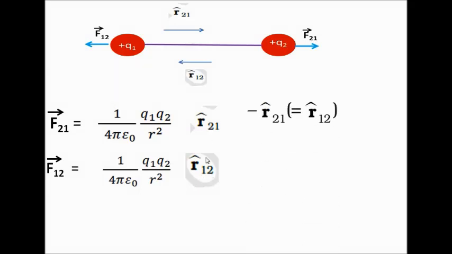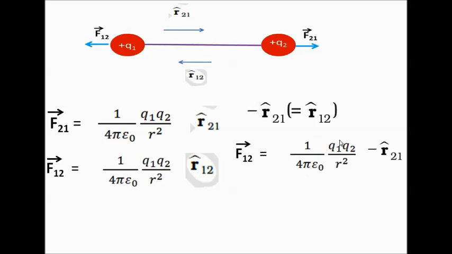Now, the difference between unit vector r cap 21 and r cap 12 is that they are acting in opposite directions. So I can write r cap 21 as the minus of r cap 12, or r cap 12 as the minus of r cap 21. So I can just modify this equation like this.